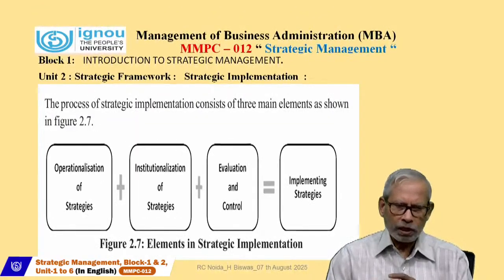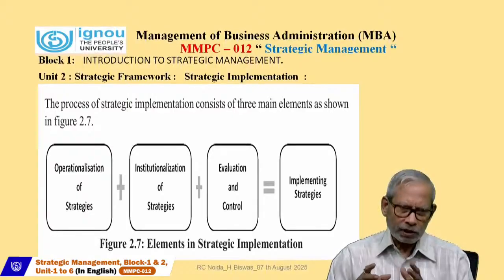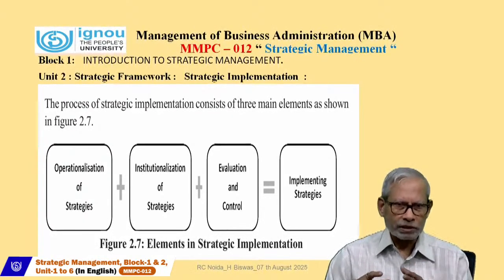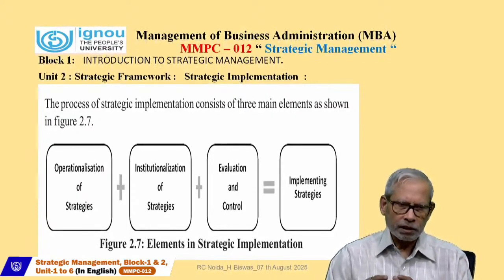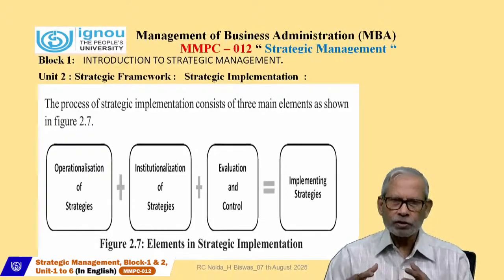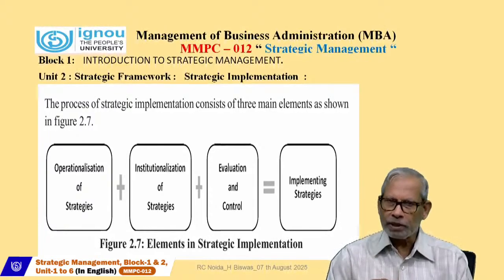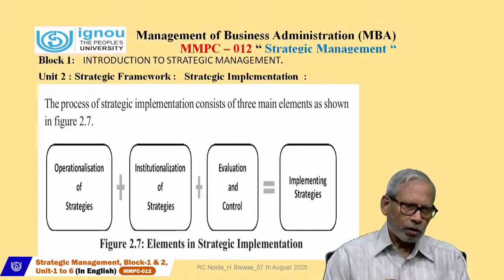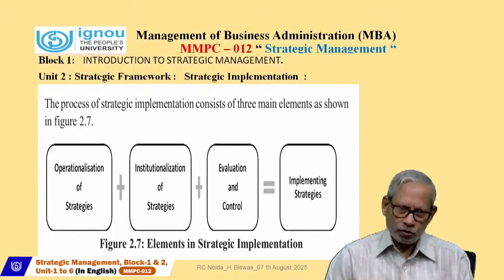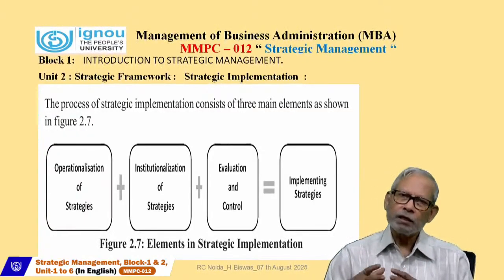Then the elements for implementing purposes. For strategy implementation, what are the processes? First is the operationalization of these strategies, then the institutionalization of the strategies, and evaluation and control. So implementing strategies consist of operational strategy, institutional strategies, and evaluation and control. All together, we can say it is the implementation of strategies.